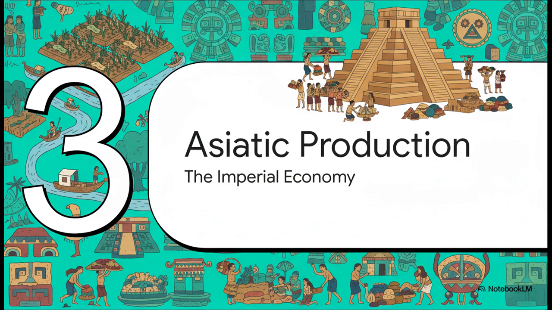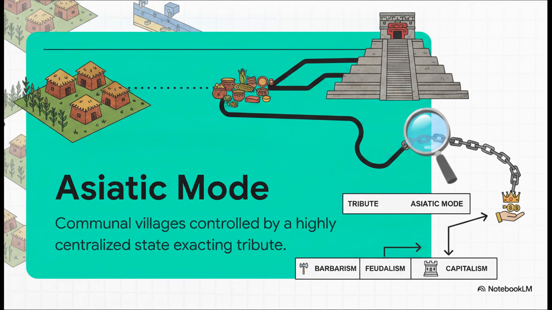All right, let's get into Section 3, the Asiatic mode of production, the imperial economy. This naturally begs a pretty massive question. How on earth did this incredibly complex society function economically if they didn't have private property the way Europe knew it? Well, Marx used a very specific term for this.